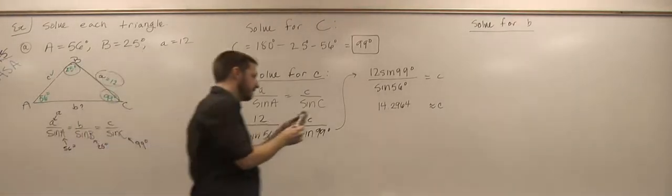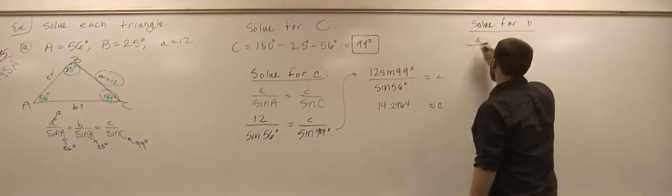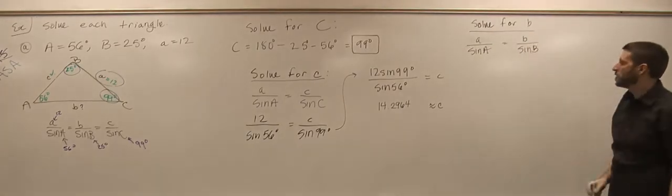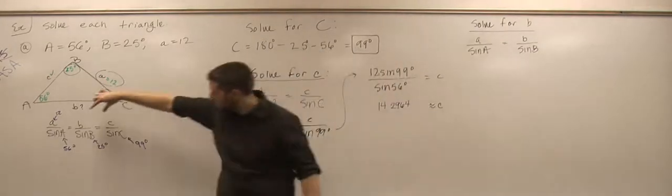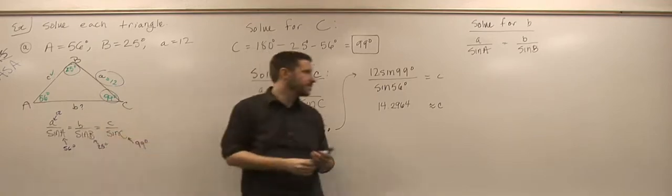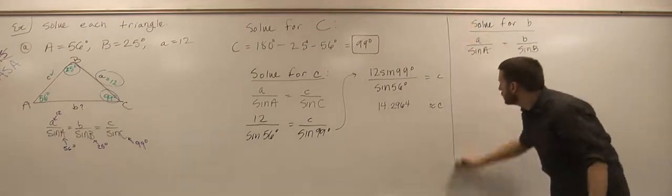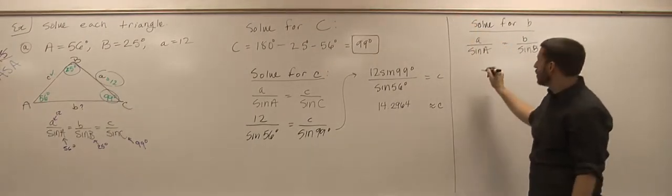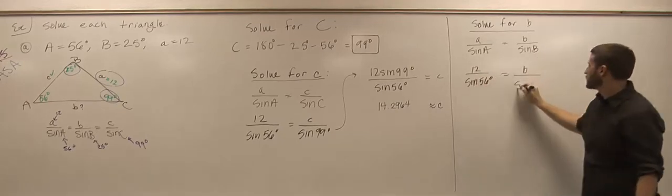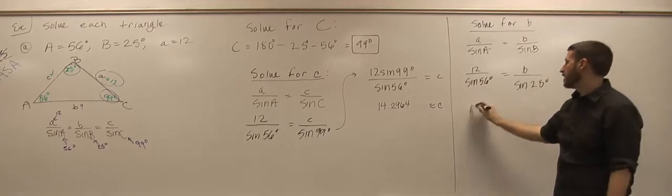Instead, set up law of sines again. Little a over sine A should be equal to little b over sine B. That's this equation right here. I know little a, big A, and I know big B, so I can solve for little b. Just plug in what you know. So 12 over sine 56 equals b over sine 25. Multiply it up.